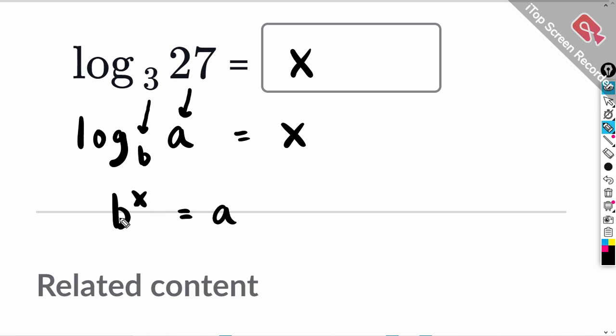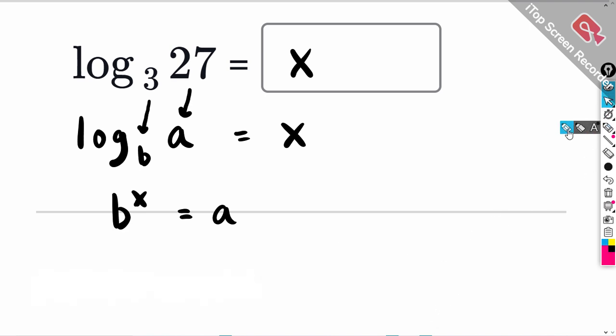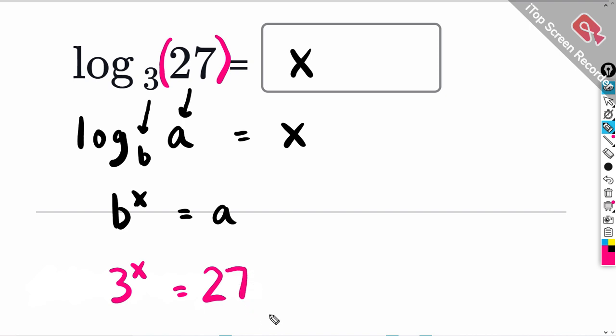Remember, we said b is the base. That's the number that's getting the exponent x. All right, so let's translate this into this form. So we have b right here. We see the base b is a 3. And x is the exponent. We don't have x, so 3 to the x. And that equals a, the argument, the thing you're taking the log of. We can clearly see we're taking the log of 27. All right, so that's it. 3 to the power of x equals 27.